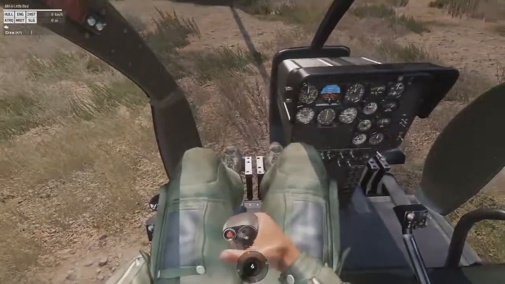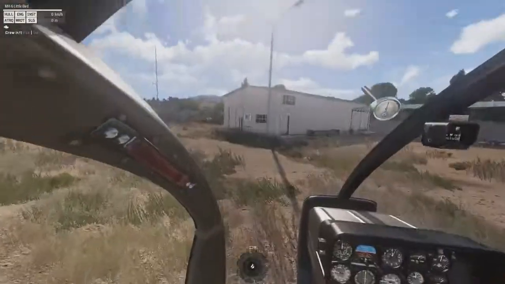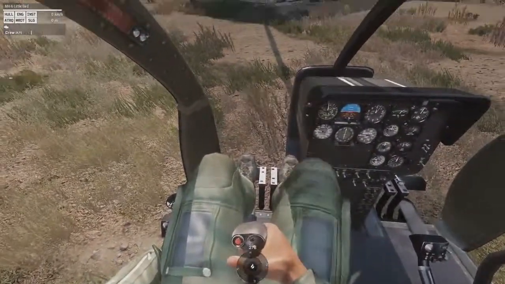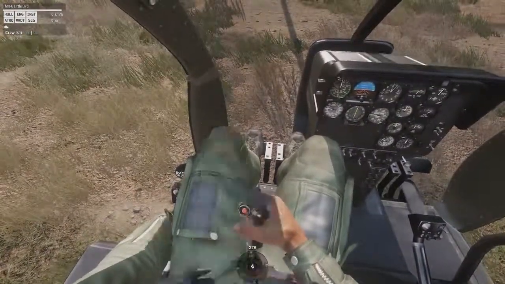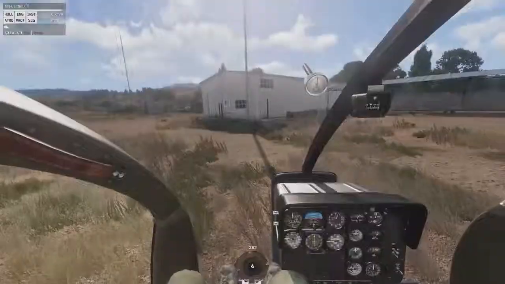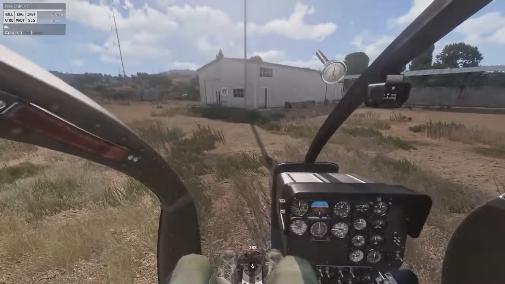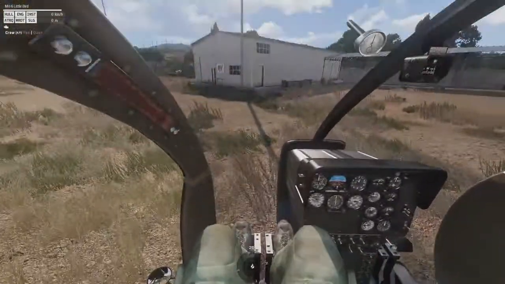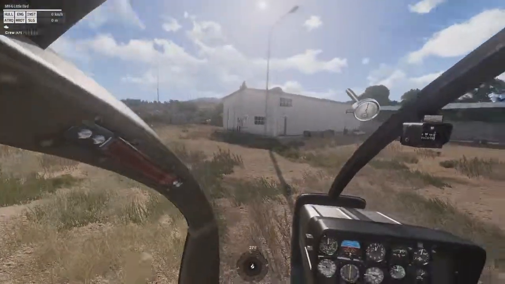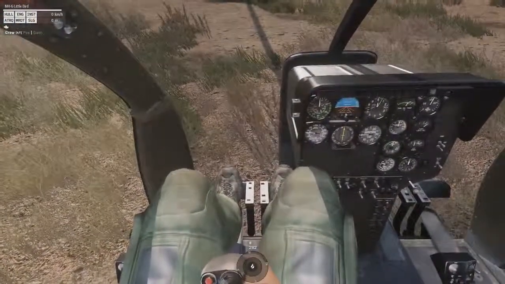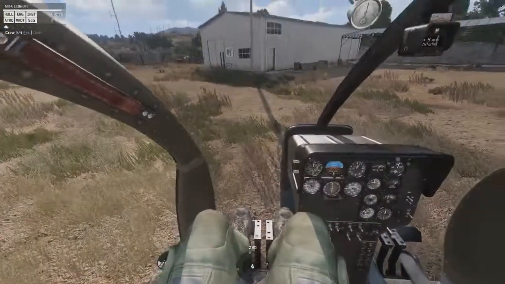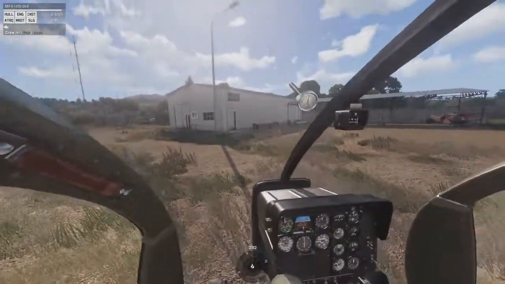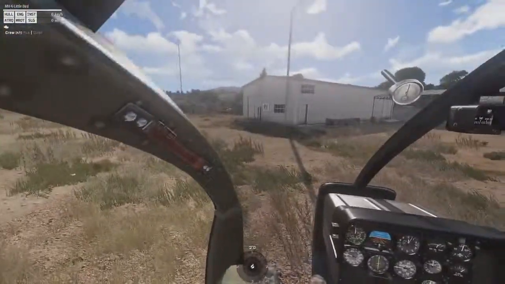So, looking down, you have cyclic, which controls which way your rotor disk is spinning. Well, it always spins in one direction, but it means you can change which way the air column is forced. On my left hand side, I have collective. If I pull it up, I will go up. If I push it down, I will go down. And in front of me, I have my so-called rudder pedals, which are actually controlling the anti-torque rotor. And those are the only three controls you need to know about the helicopter. And good luck and good flying.